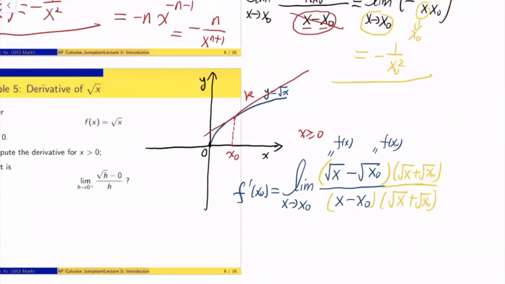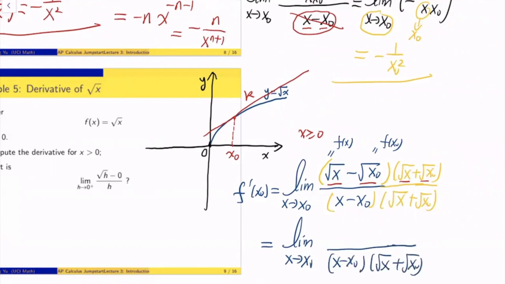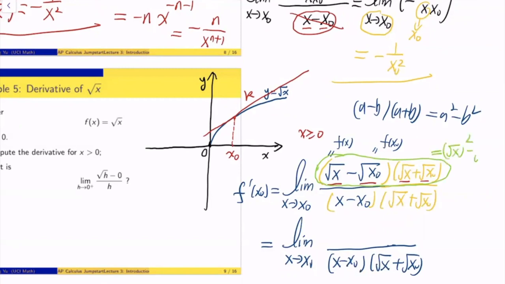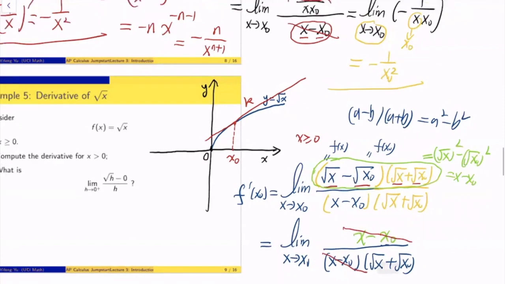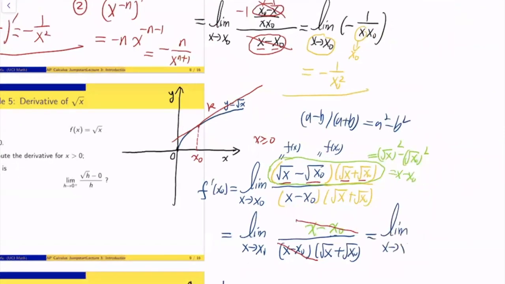Now the top, a minus b times a plus b, is a squared minus b squared. So if you just look at the top, you get the square root of x squared minus the square root of x0 squared, which is x minus x0. Again, we have a cancellation. Then we have the limit as x goes to x0 of 1 over the square root of x plus the square root of x0.